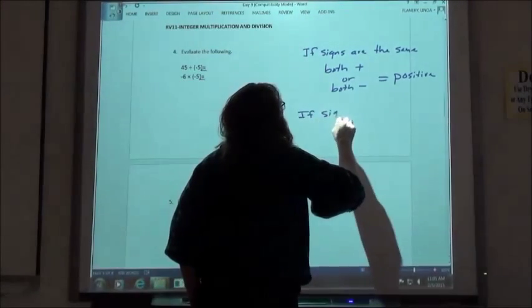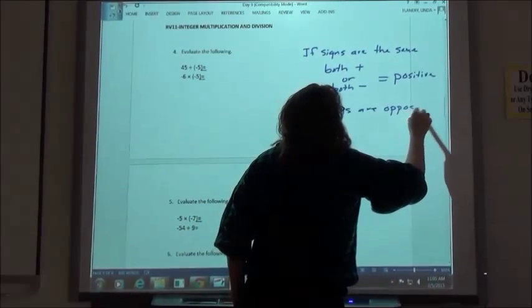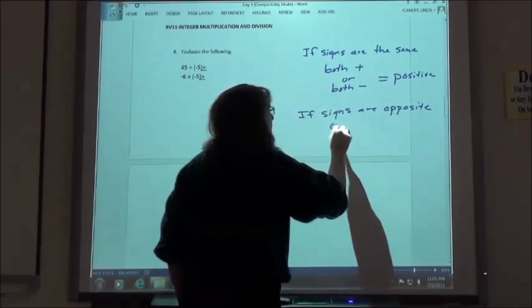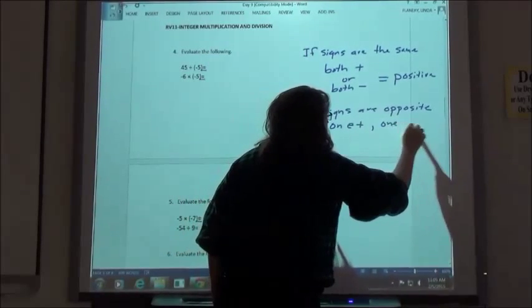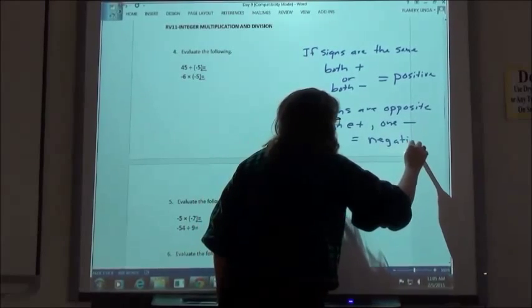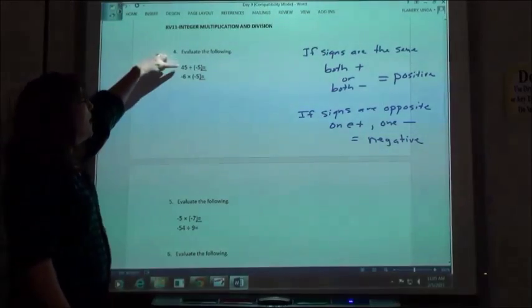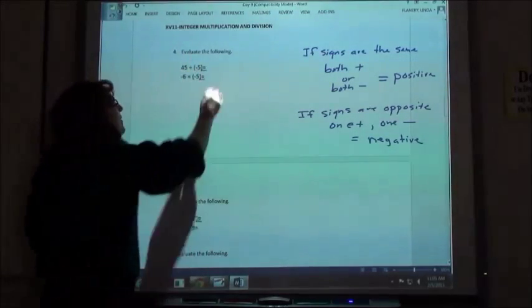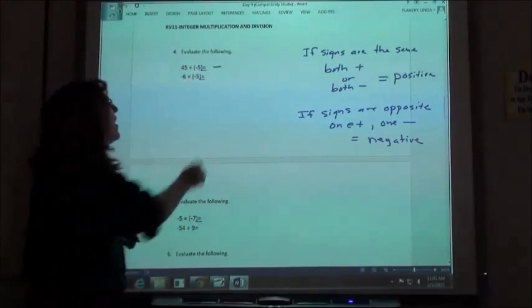If my signs are opposite, and I have one positive and one negative, I'm always going to get a negative answer. So, positive divided by a negative is a negative, and then I just divide. 45 divided by 5 is 9.